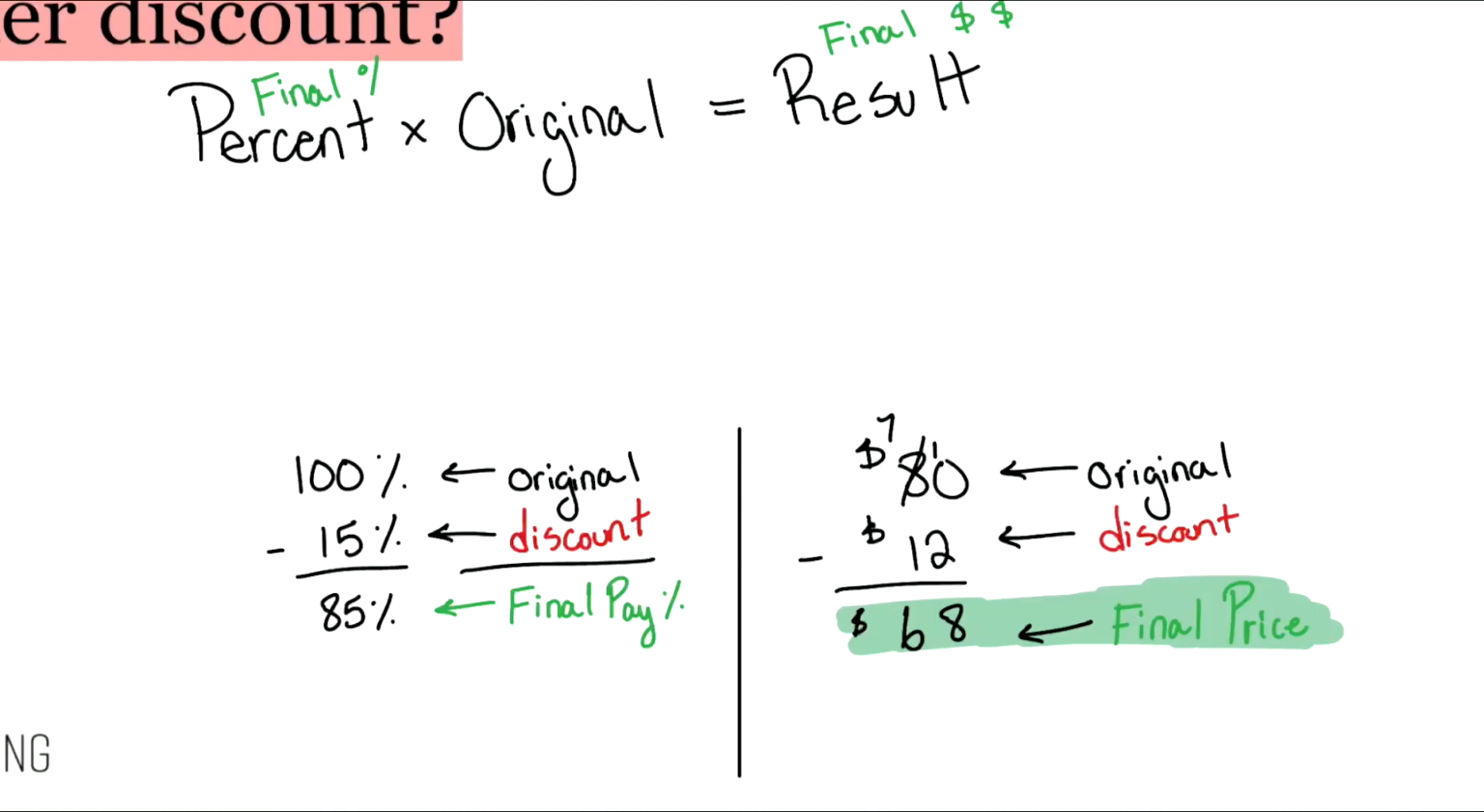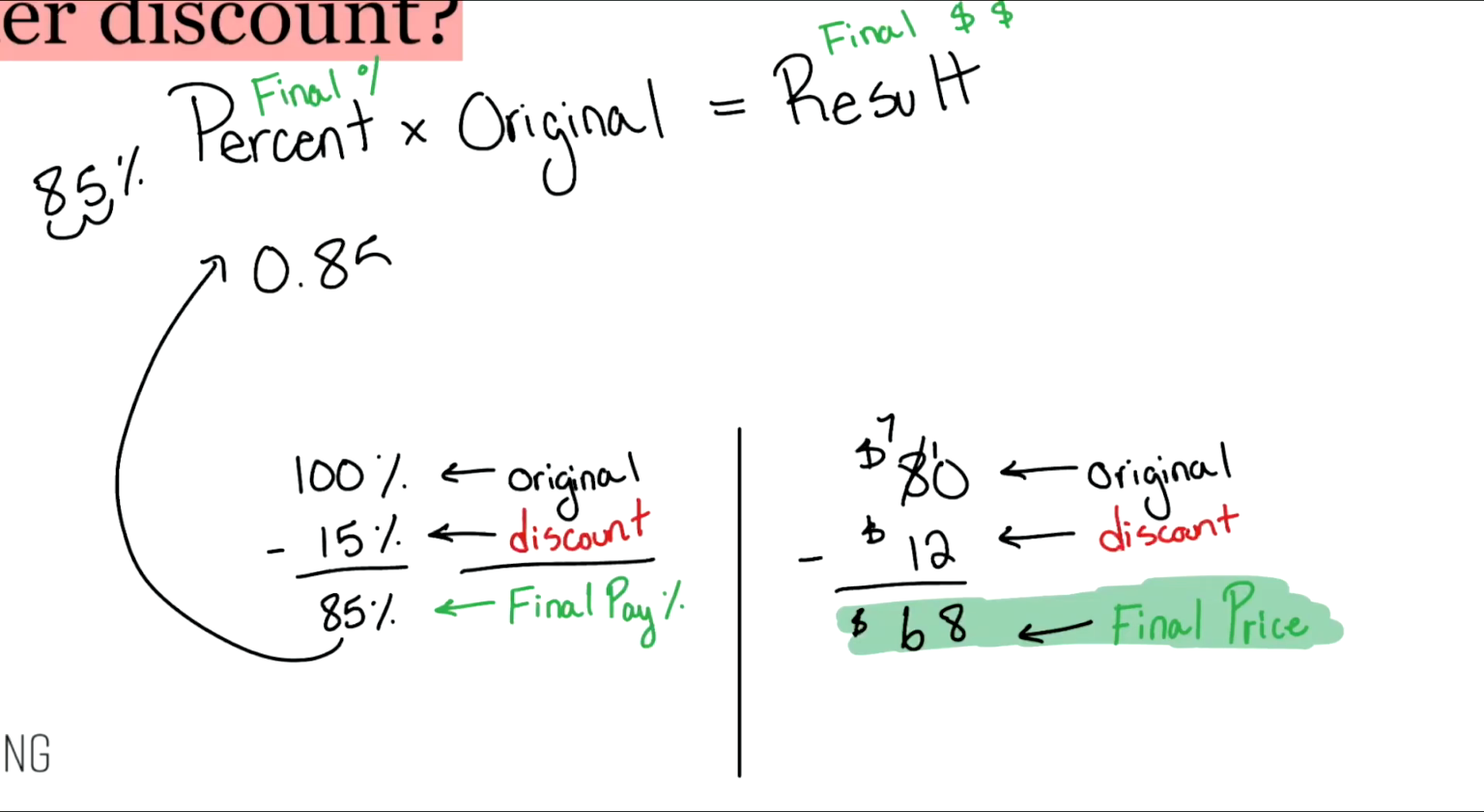I'm going to plug in the 85% right here. I'm going to plug it in right there. 85% turns into 0.85 right there. We multiply by the original $80 and we'll get the final price. Because again, we're using the final percentage, so that'll give us the final price.